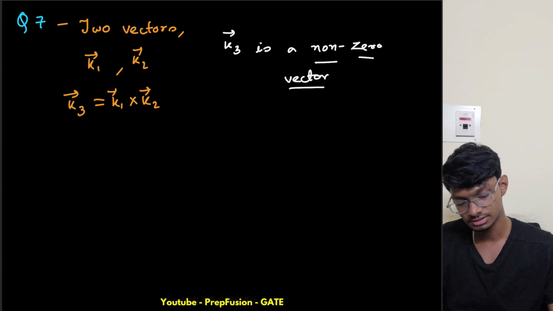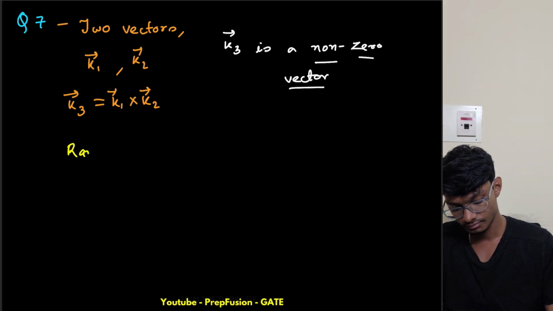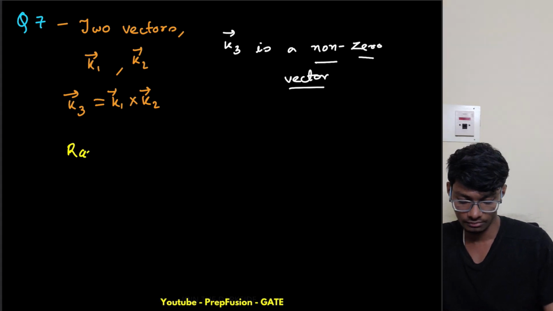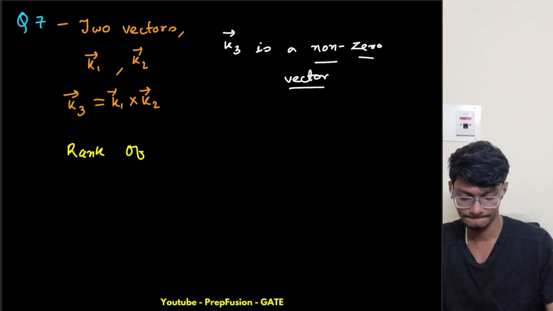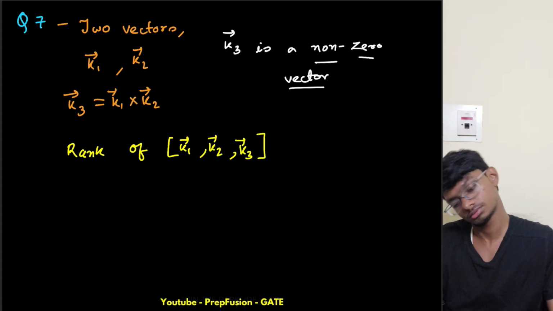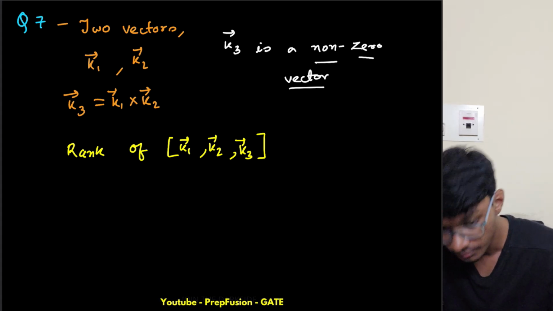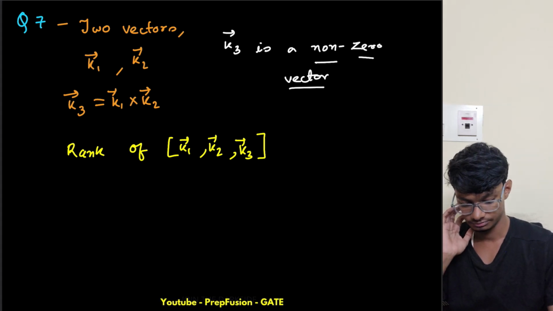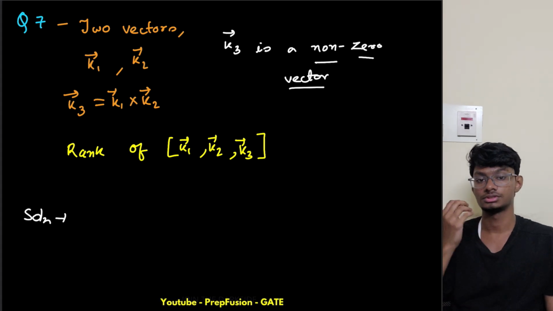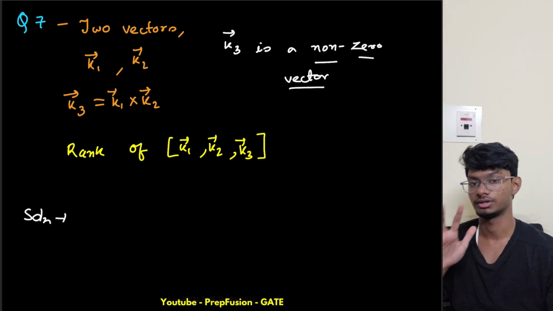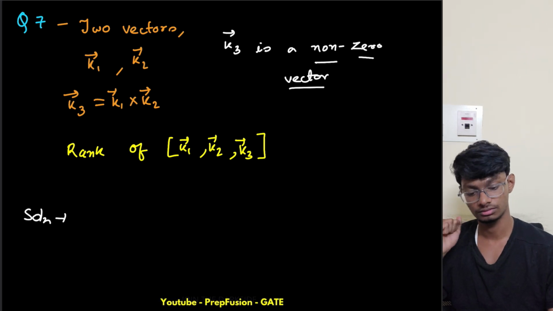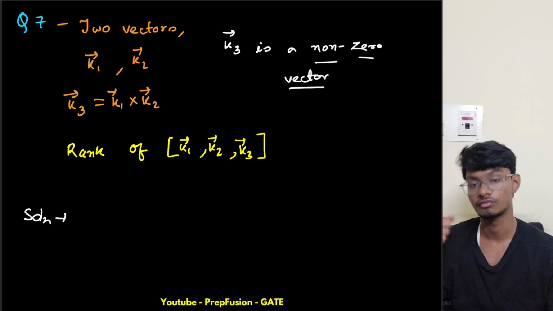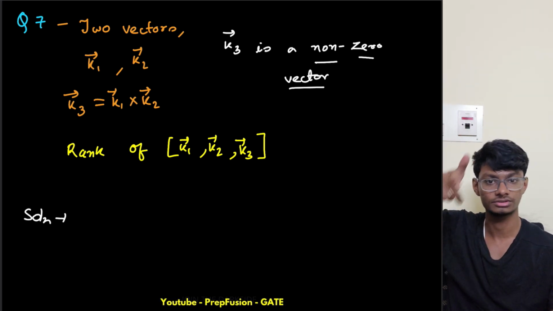Now what you have to find is the rank of k1, k2, k3. Just think what can be the rank of k1, k2, k3. Will it be 2? Will it be 1? Will it become 1 as it is dependent on k1 and k2, or will it be 2 only? Because if it is dependent, the rank won't change, it will remain the same, right?